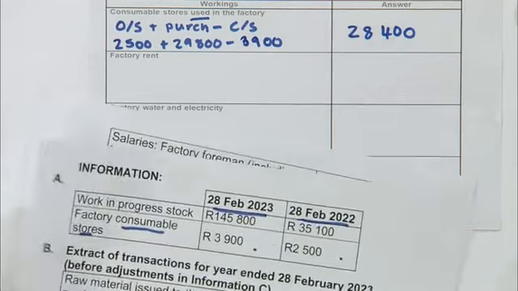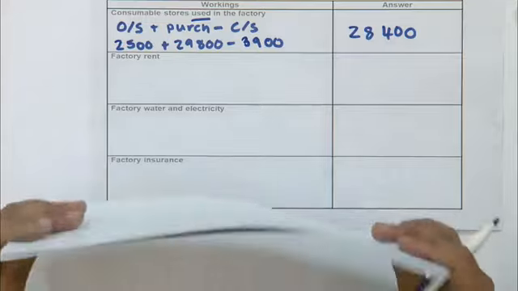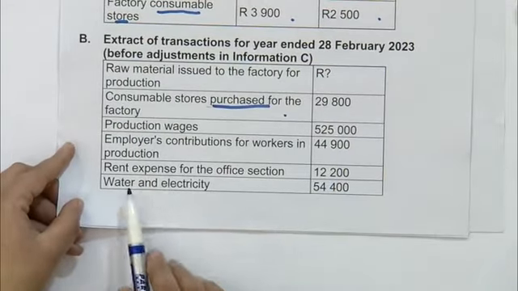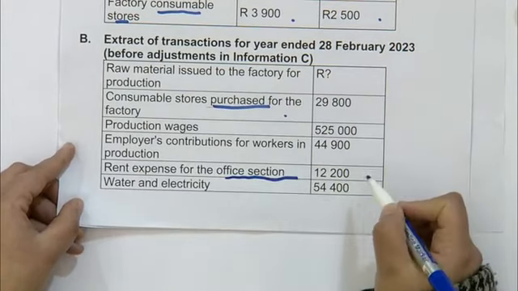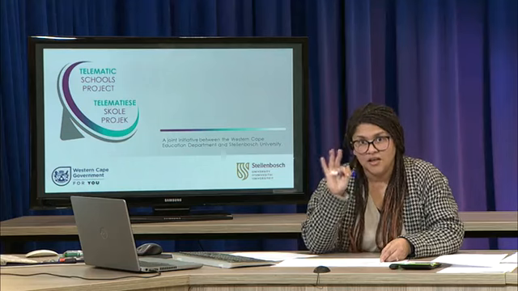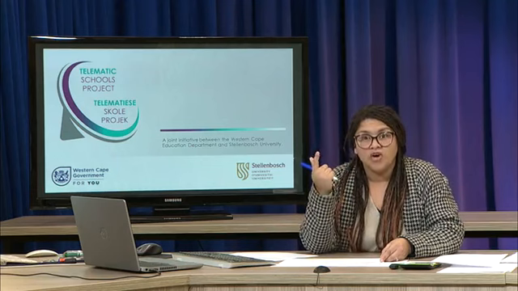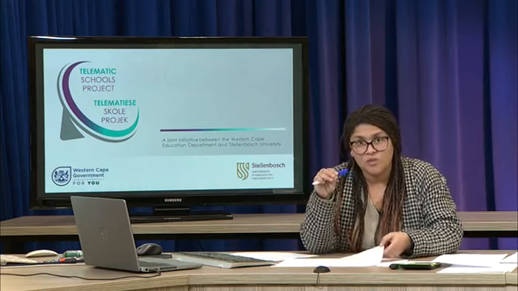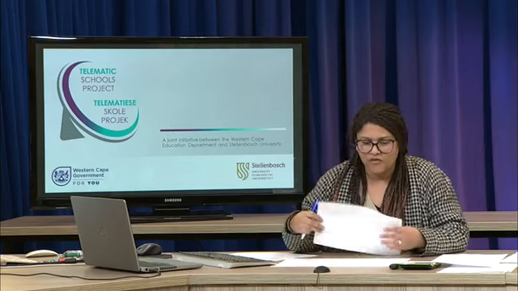Right, let's move on to the next one, factory rent. Now in the factory rent we see that our information B, they give us the factory rent for office section only. So that is only for the office. So now remember, there are 3 costs in the manufacturing concern. It's the factory cost, it is the office cost, and it is the selling and distribution. So they're only giving us one section, right? So we need to look at more information. So let's find more information at C.